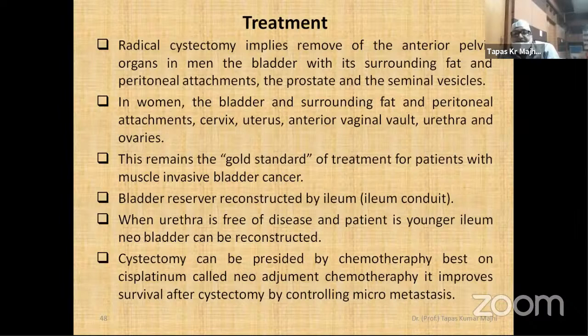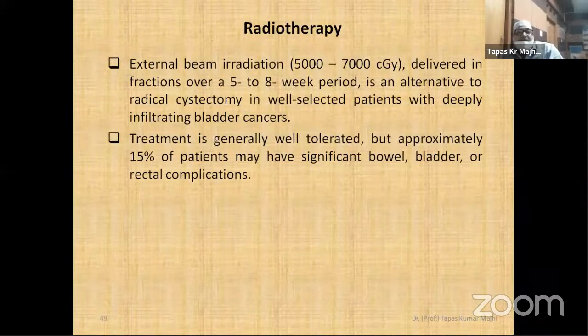Cystectomy can be preceded by chemotherapy based on cisplatinum, also called neoadjuvant chemotherapy. It improves survival in a small percent of patients, provided the patient can tolerate chemotherapy and responds to it. But in a non-responder, it delays the treatment of cystectomy and affects prognosis. In a responder patient, it destroys the micrometastasis and improves survival.